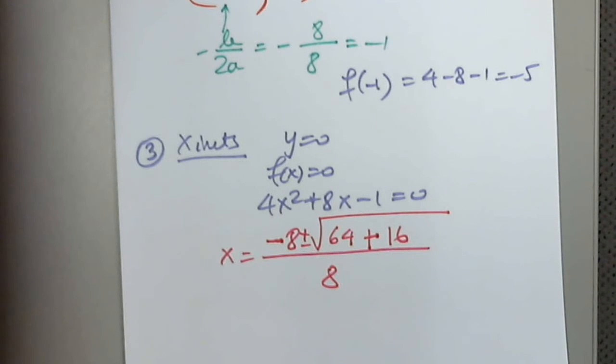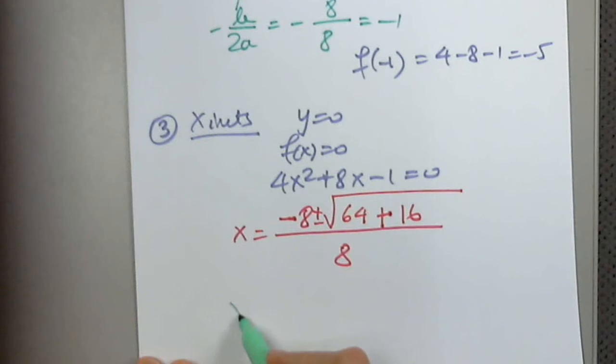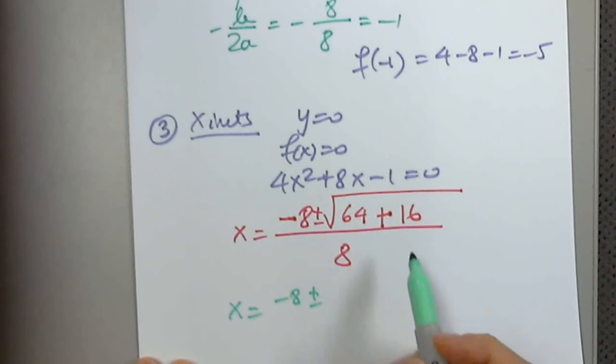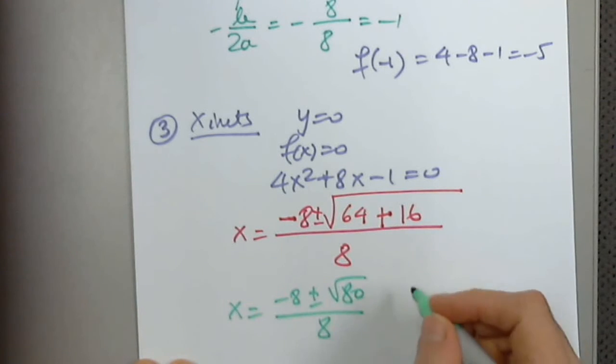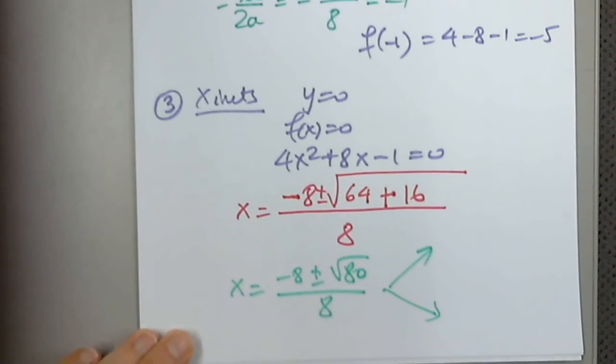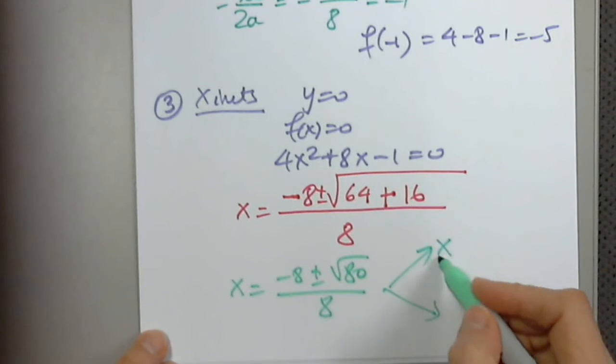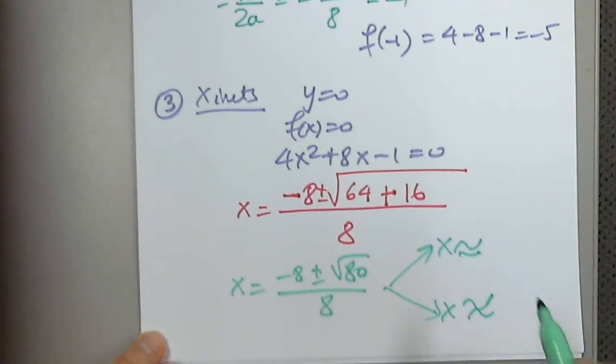Are we okay with this so far? Yes, everyone? Okay. So then I have x equals negative 8 plus or minus the square root of 80, divided by 8. Well, in this case, I have no choice but to approximate it, because I don't know where to plot this. If you ask me to plot negative 8 plus the square root of 80 over 8, I'll say, give me a minute, I have no idea what to plot. So I'll plug it in the calculator.